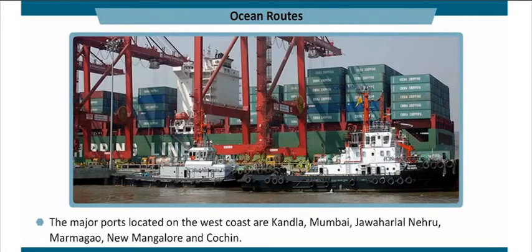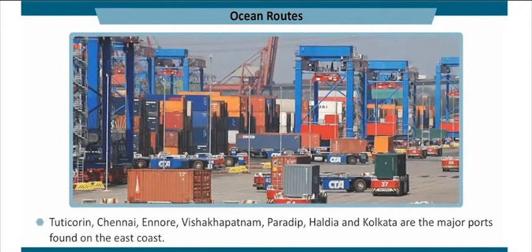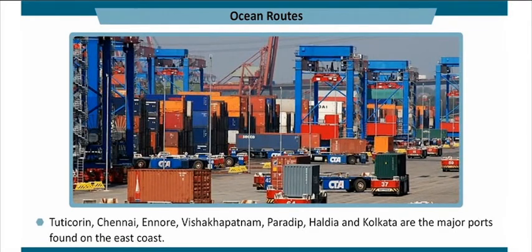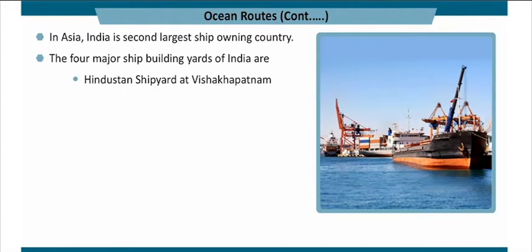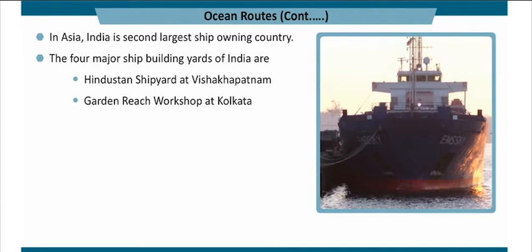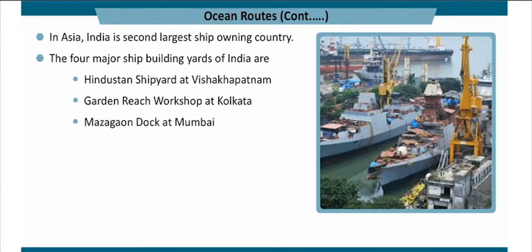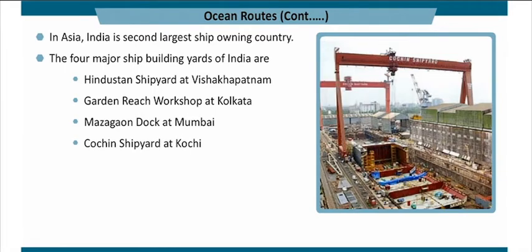The major ports located on the west coast are Kandla, Mumbai, Jawaharlal Nehru, Marmagao, New Mangalore and Kochi. Tuticorin, Chennai, Ennore, Visakhapatnam, Paradeep, Haldia and Kolkata are the major ports found on the east coast. In Asia, India is the second largest ship-owning country. India is the 16th largest ship-owning country in the world. The 4 major shipbuilding yards of India are Hindustan Shipyard at Visakhapatnam, Garden Reach Workshop at Kolkata, Mazagon Dock at Mumbai and Cochin Shipyard at Kochi.